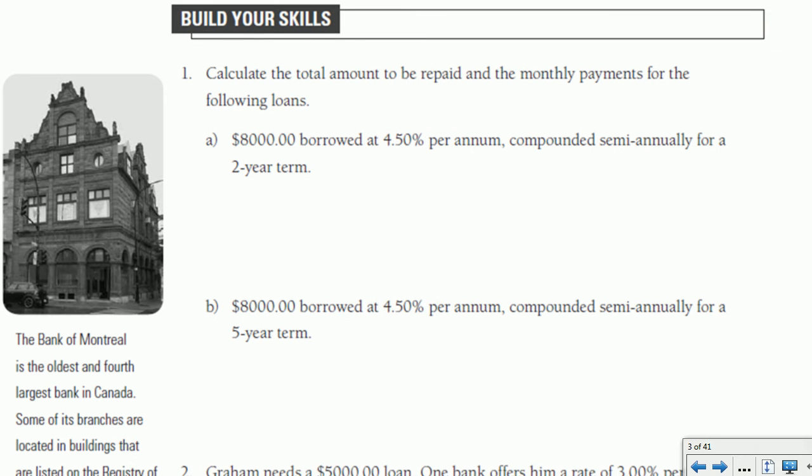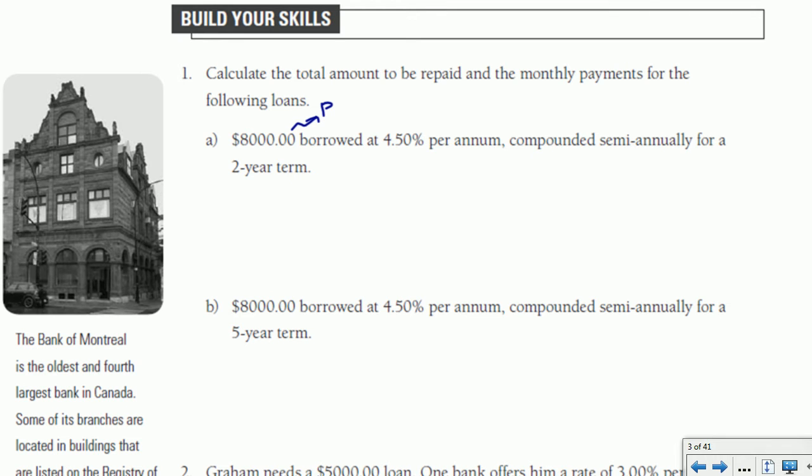In this question we need to calculate the total amount to be repaid and monthly payments for the following loans. So first we're looking to borrow $8,000 at 4.5% per annum, compounded semi-annually for a 2-year term. So let's start by writing down what we know. We know the principal of the loan is $8,000.